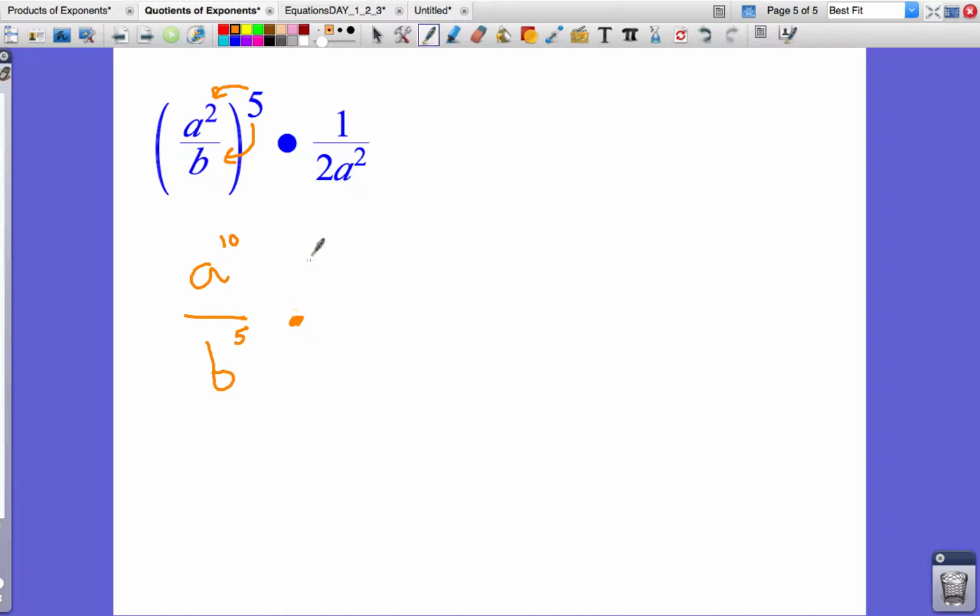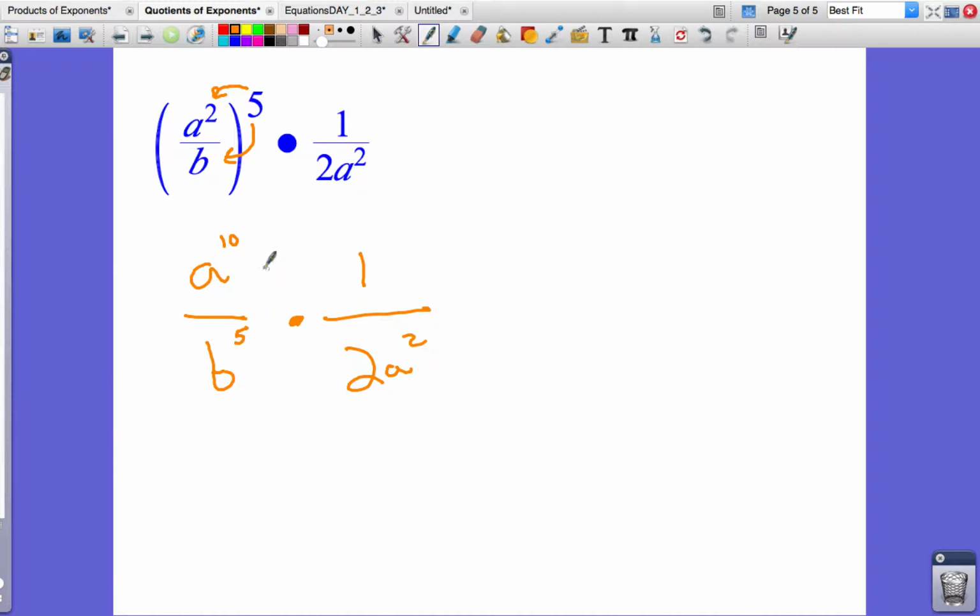And I still have to multiply all of that by 1 over 2a squared. I just brought this straight down. I cannot simplify this any further. They have different bases, so I cannot just do 10 minus 5 because they both have a different base. A and b are not the same thing.